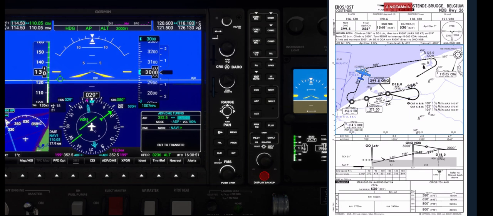This concludes the step-by-step procedure for the NDB approach runway 26 in Ostend.